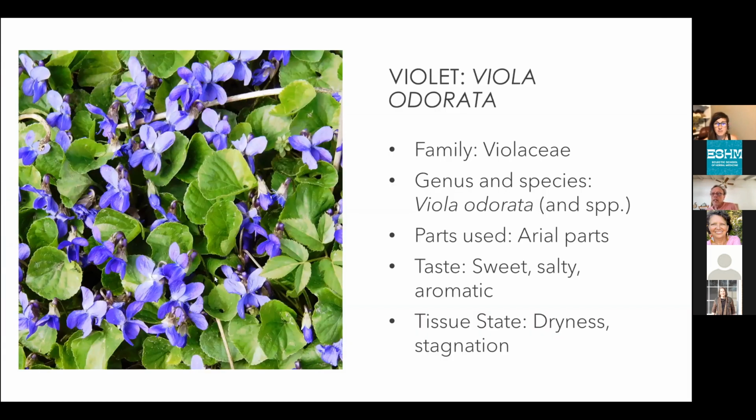All right. So we are going to look at 4 herbs. The first one is violet. We're going to talk about Viola odorata, but know that there are so many species of violets that you can use locally. It would be too much to talk about them all.